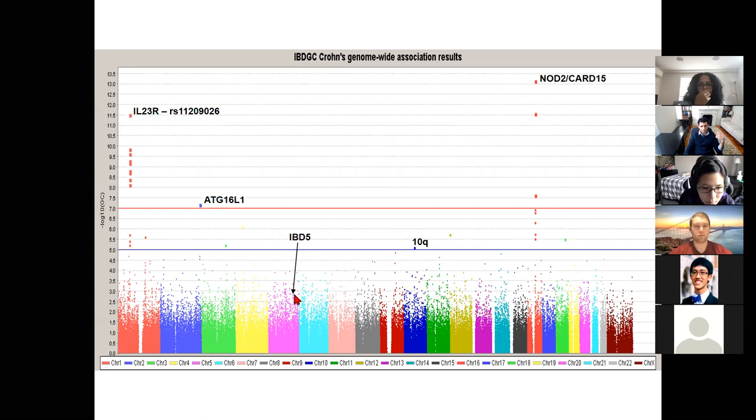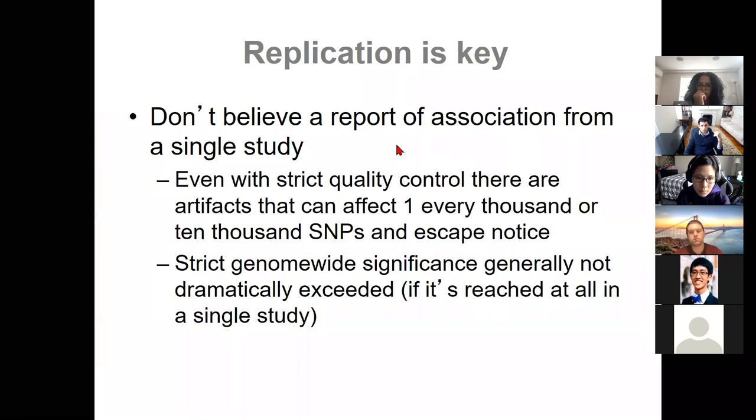So what do you do with this? And first of all, why are some of them recapitulated and some of them are not? So again, replication was key. Don't believe a report of association from a single study. Even with strict QC, there are artifacts that can affect one in every 1,000 or 10,000 SNPs and escape notice.